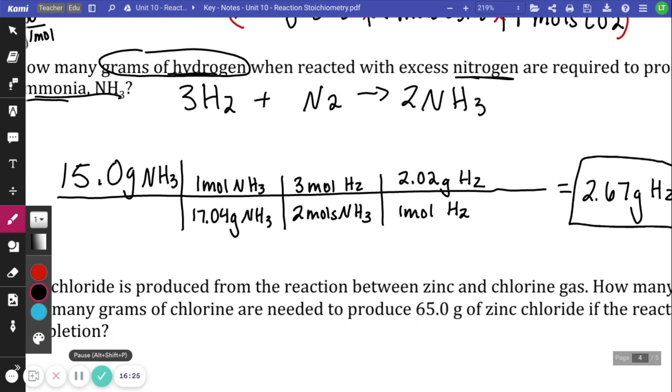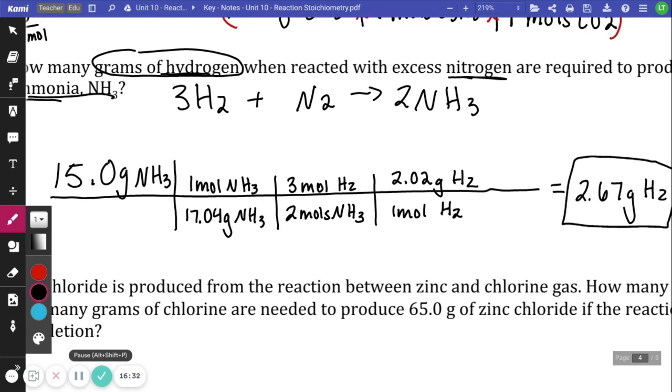Moles of hydrogen is not what I want, so once again I dropped it low. 1 mole of hydrogen is 2.02 grams of hydrogen, then multiply across the top, divide by the product of the bottom, and I ended up with 2.67. 3 sig figs in my answer because I had 3 sig figs in my given.